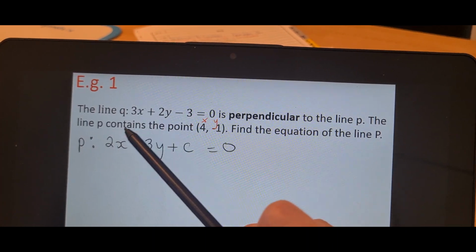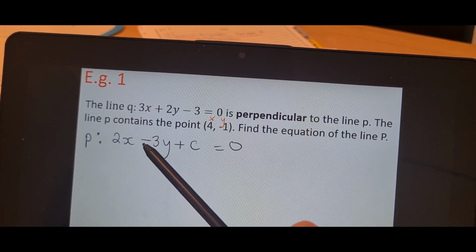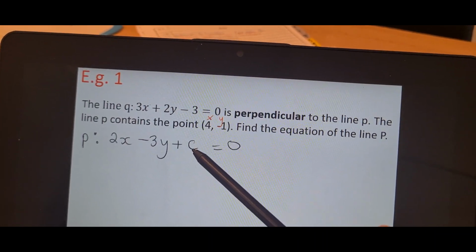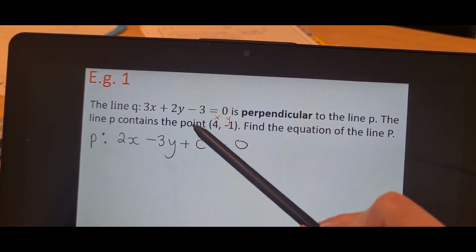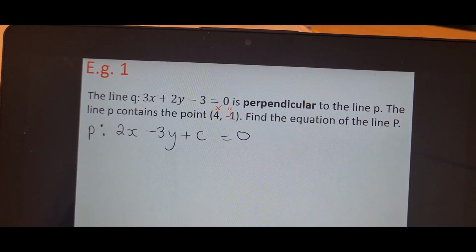The y coefficient goes there, it swaps. That was a +3, so now it becomes a -3. You change the sign in front of the y value. And then the constant, just call it plus c. It has to be different from that constant, okay? And it all equals 0. So that's the format of the equation of line P.